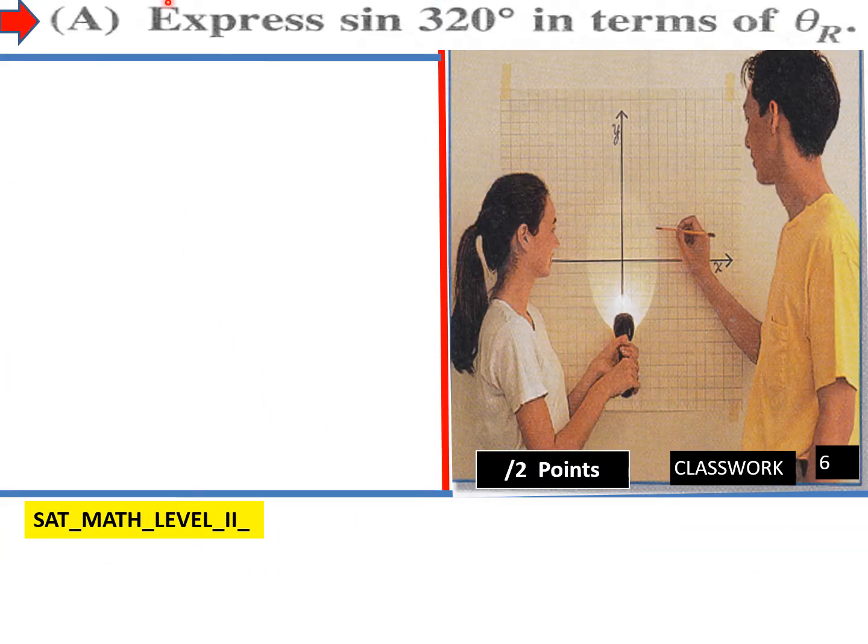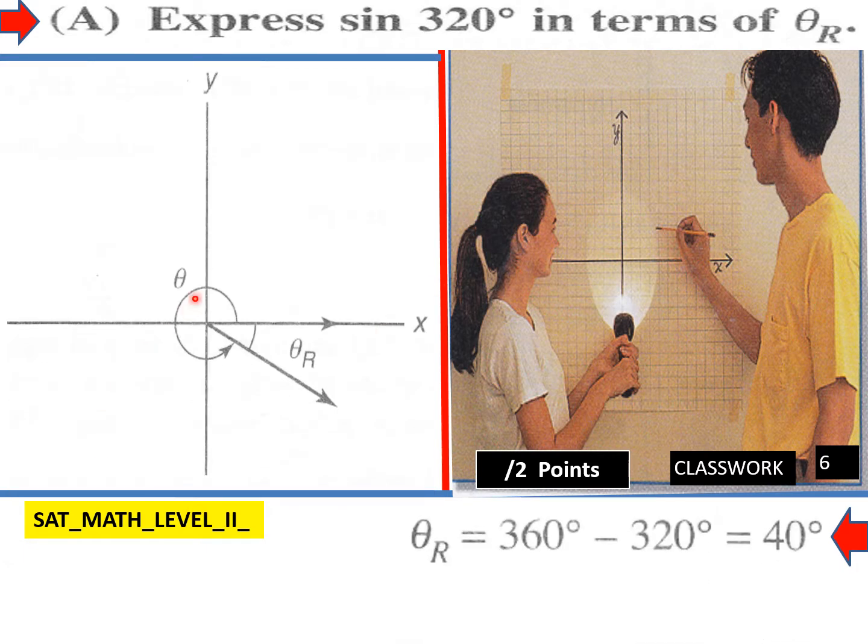And A, express sine 320 degrees in terms of theta reference. So here's our 320 here. We go all the way around like this. Here's our reference angle here. Our theta reference would be this angle here, and then here's theta here. So theta reference would equal 360 minus 320, which is 40 degrees. So you have a 40 degree reference angle here.